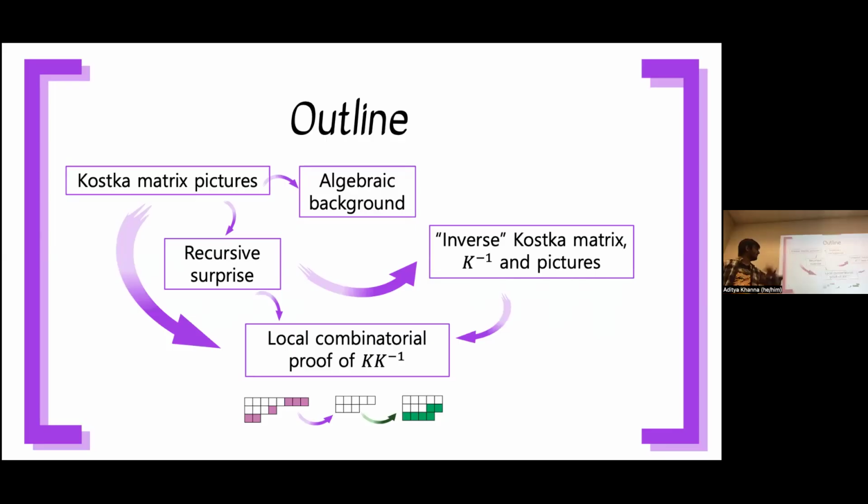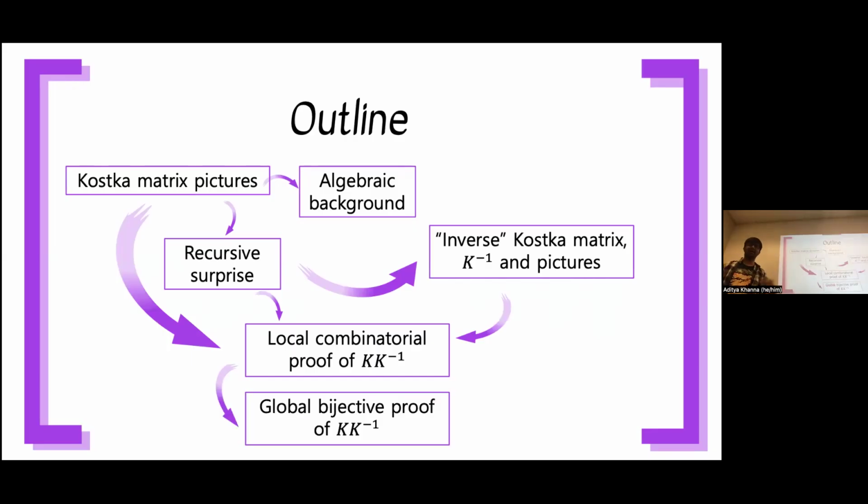And then, the 4 things on the top, they're known already. So that's the background that has already been established. This is our work. And how can we use those pictures to show that these 2 things are inverses of each other? And then I'll give a global bijective proof, which, if you have any semblance of what this field is, is pretty cool. It's like a canonical bijective proof of the Kostka matrix inversion. Okay, let's get started.